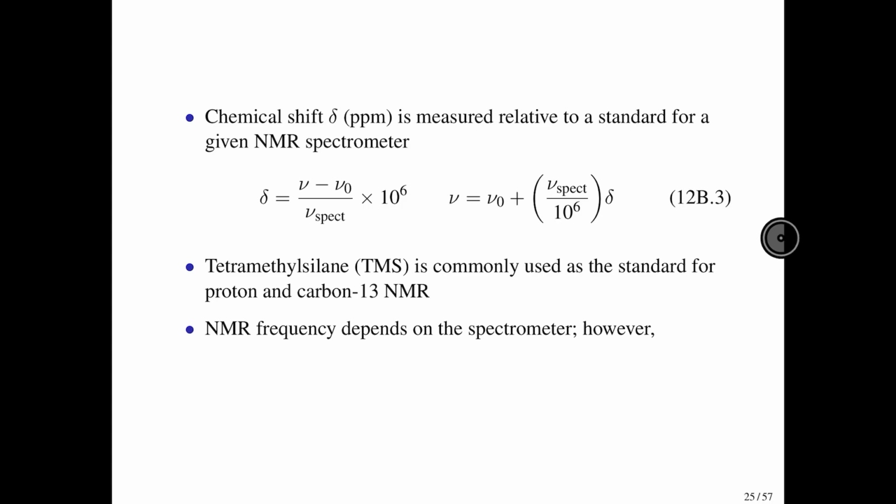So while the actual radio frequency that causes the nuclear transition depends upon the spectrometer that you're using, that is, it depends upon the magnetic field strength of your NMR spectrometer, the chemical shift, however, is independent of the spectrometer. And so that's why we report NMR frequencies in terms of chemical shifts rather than actual radio frequencies. It's so that people who are using different NMRs get the same value of the chemical shift.